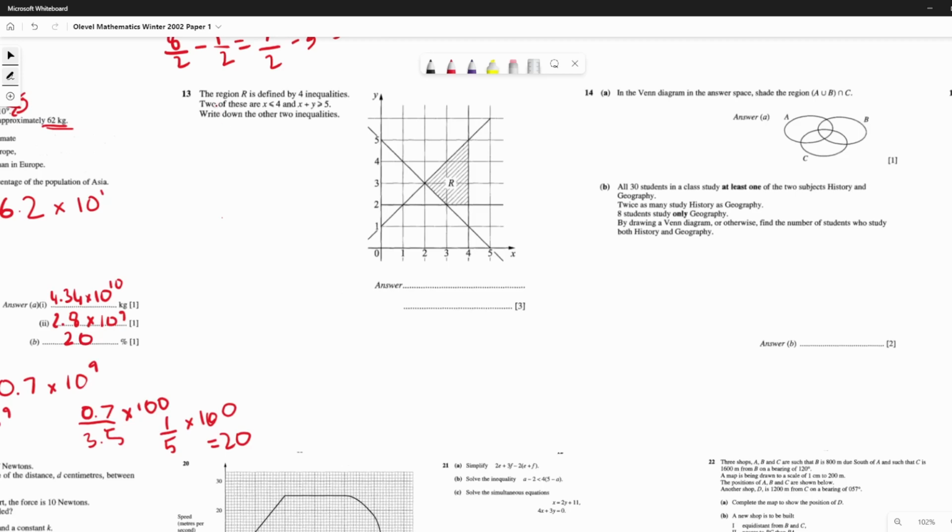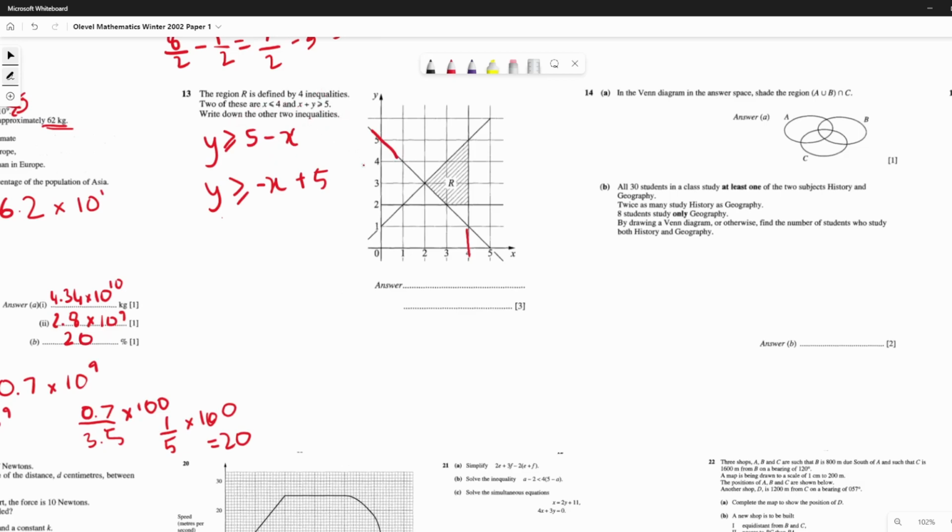Moving on to question number 13, the region R is defined by 4 inequalities. 2 of these are x is less than or equal to 4, so this one right here, and x plus y is greater than or equal to 5, and I'm just gonna write that as y is greater than or equal to 5 minus x, so that it's in the form that's easier to understand a line. So it's this line that's going negatively, right?